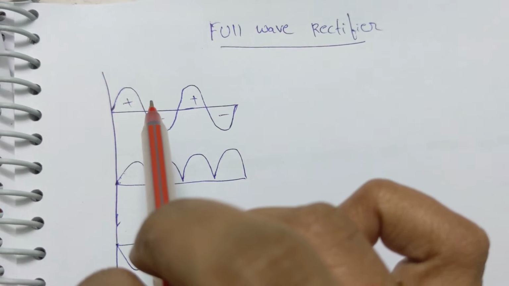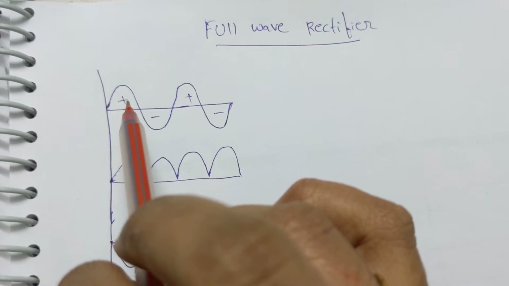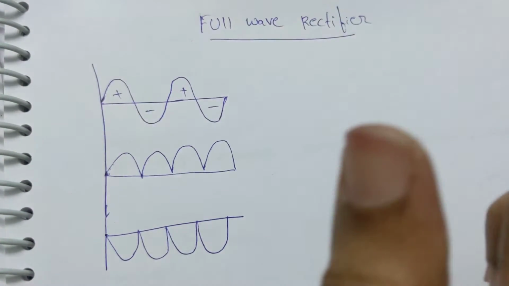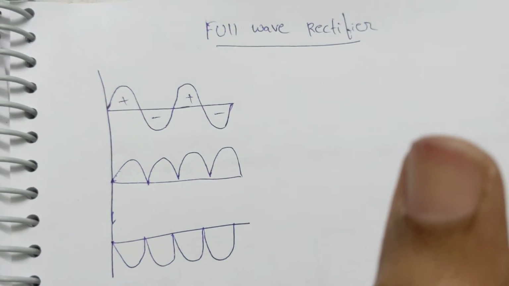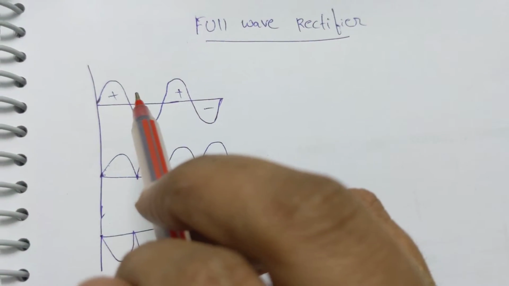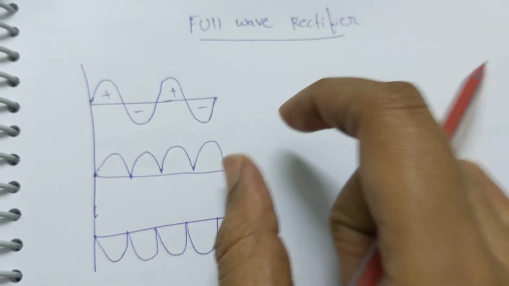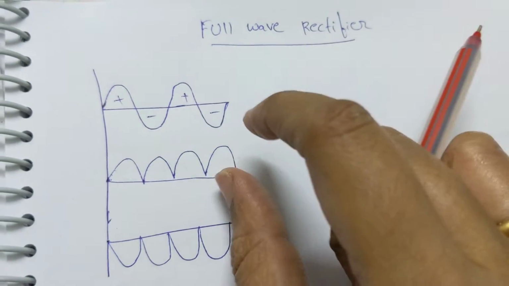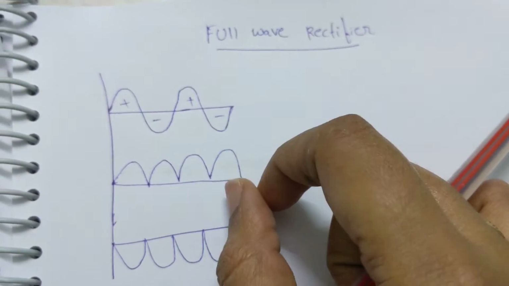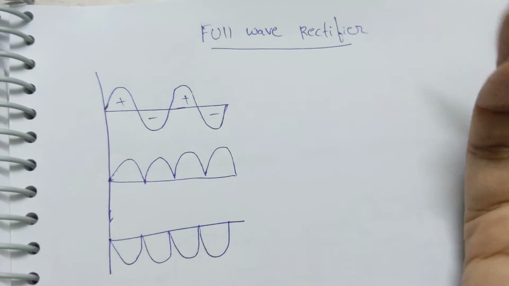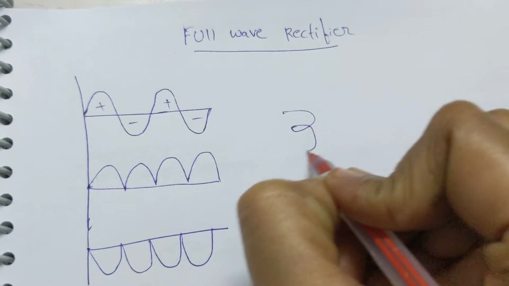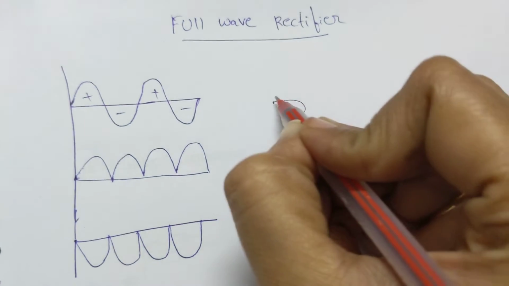In the half wave rectifier, we saw one diode will stick to one half cycle, that means the positive half cycle. In a similar fashion, if you place one more diode which works for the negative half cycle, the problem will be solved. That means we are modifying our circuit in such a way.